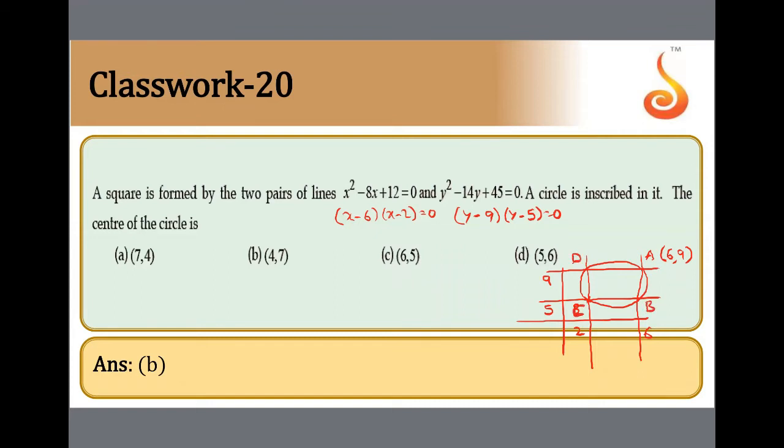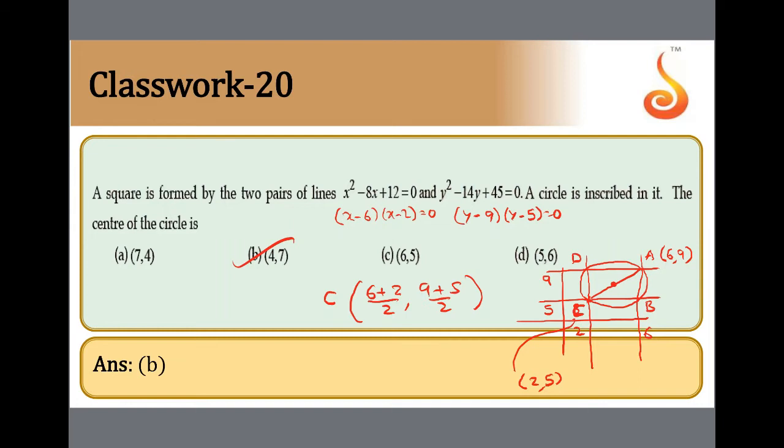What's the coordinate of C? Coordinates of C will be 2, 5. So the midpoint will be the center. What is the center now? Center will be 6 plus 2 by 2 and 9 plus 5 by 2. You get 8 by 2 is 4 and 14 by 2 is 7. Option B. Clear? 4, 7. All A, B, C, D are concyclic.